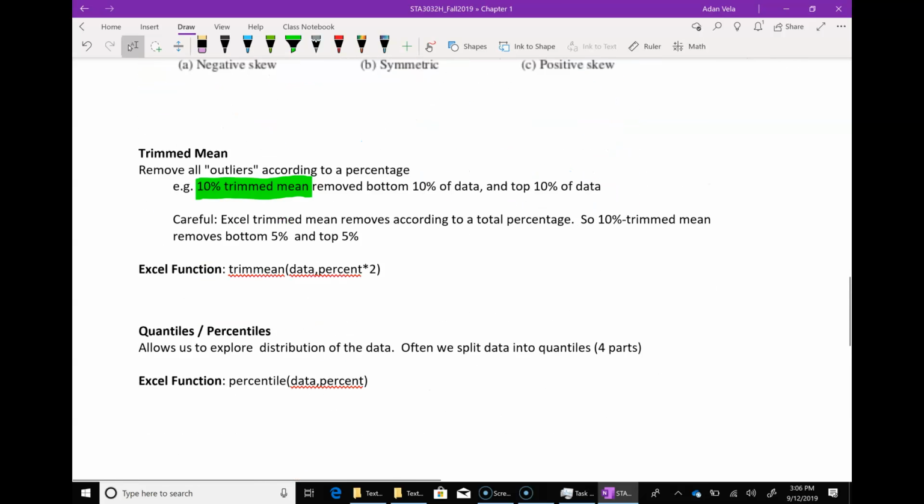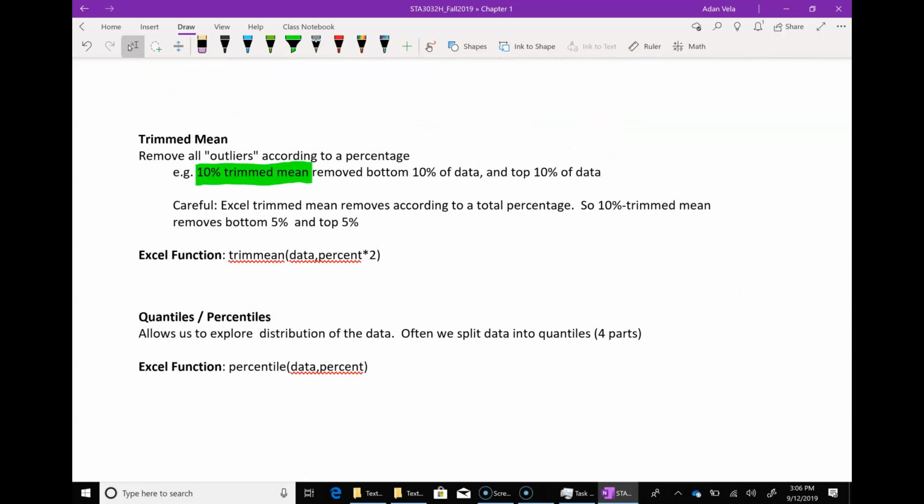All right. So one way that we can totally get rid of the issue of outliers is to do something called the trimmed mean. And again, the basic idea is we trim off the smallest and largest values in our data set, and then we take an average of whatever's left over.